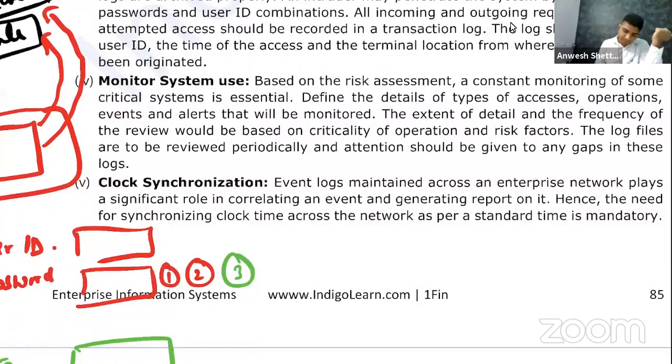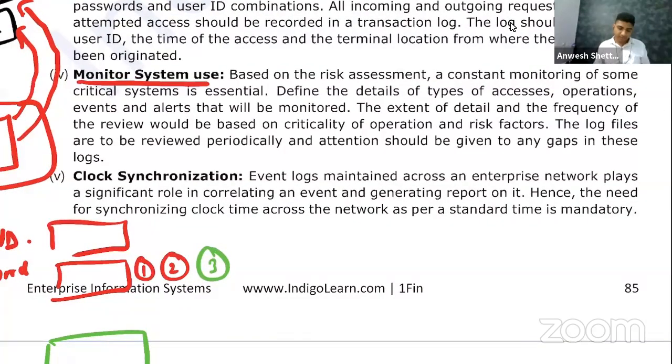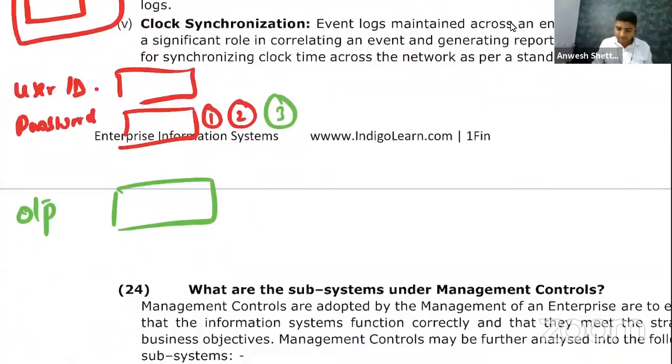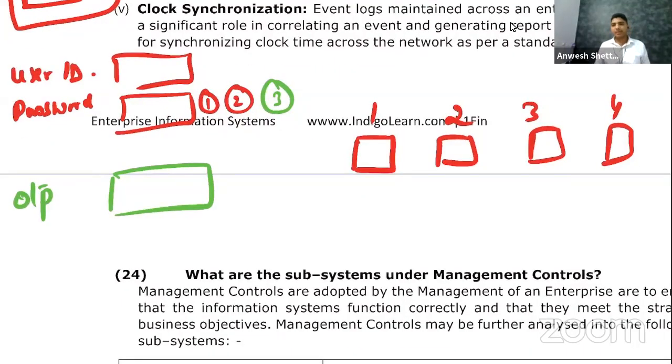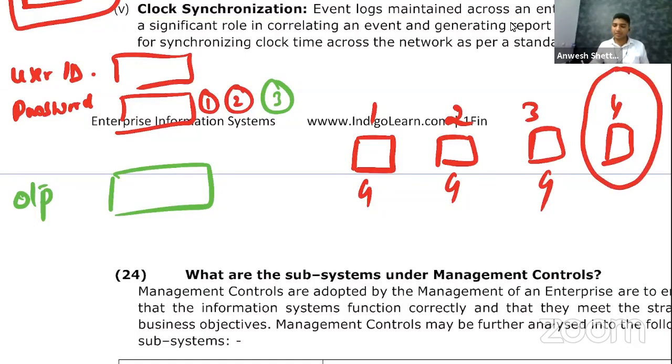Next point is monitor system use. Now in the organization, there might be different computers. I'll call them computer 1, computer 2, computer 3, computer 4. In computers 1, 2, 3, all general activities are being taken, all normal day-to-day transactions. But let us say in computer 4, some critical activities are taking place. I'll give an example to you.